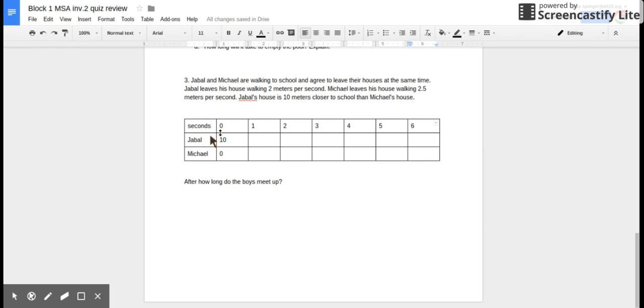And we know our rate for Jabal by reading the statement above. Jabal leaves his house walking 2 meters per second. So for every second, his distance is increasing by 2. So in 1 second, he increases by 2. But it's not 2 for 1 second, it's 2 plus what he started out with. And then we'd add 2 for every second.